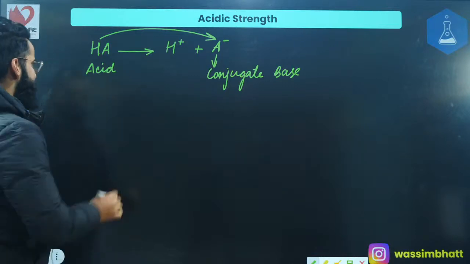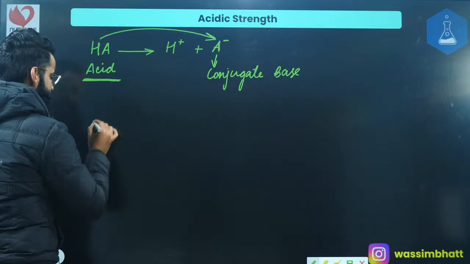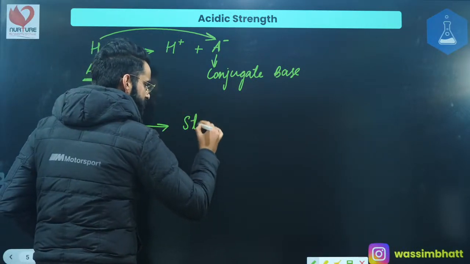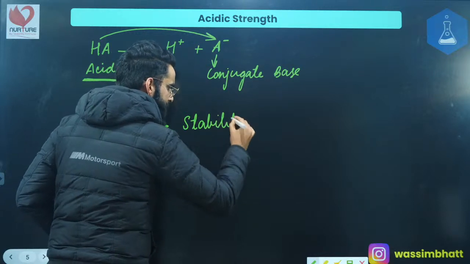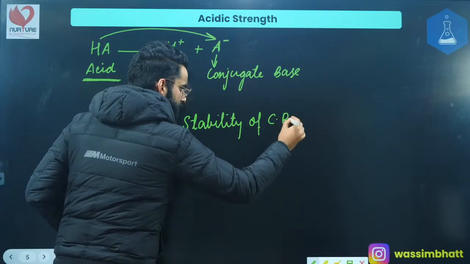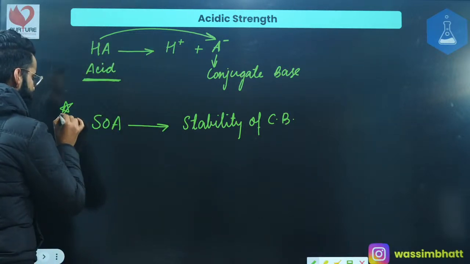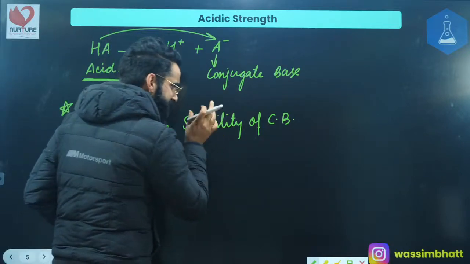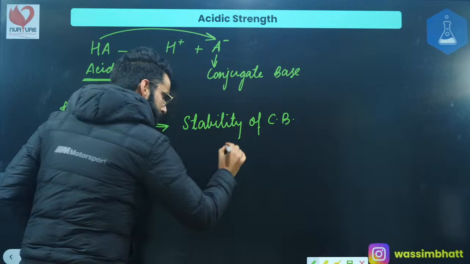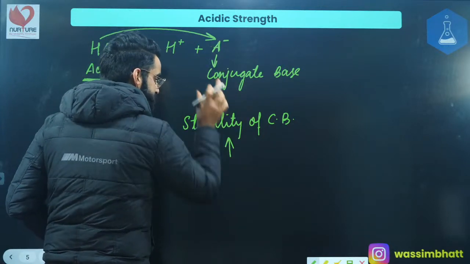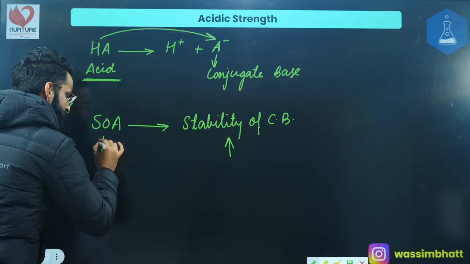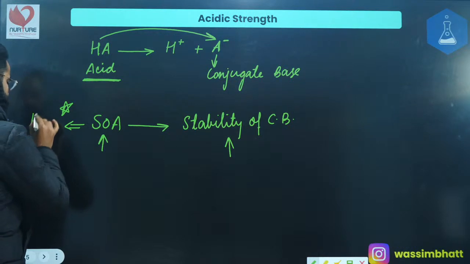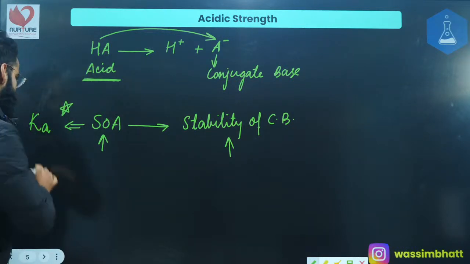Do remember, strength of the acid depends on the stability of the conjugate base. This is one important point from which we will be doing a lot of questions. Strength of acid depends basically on the stability of the conjugate base. Do you remember? The more the stability of the conjugate base, the more is going to be the strength of the acid. The more the strength of the acid, the more is going to be the dissociation constant of this acid. More is going to be its Ka value.